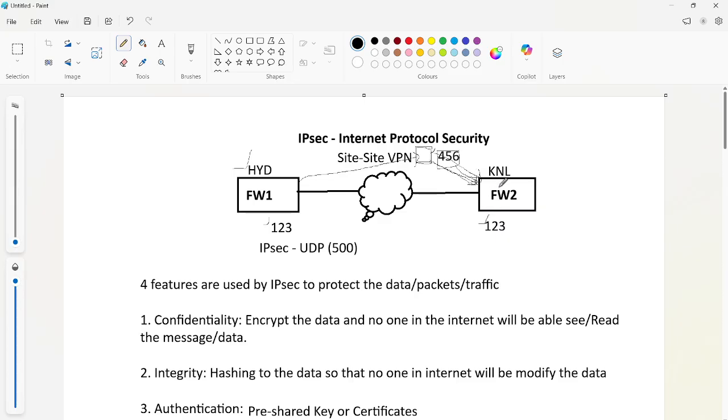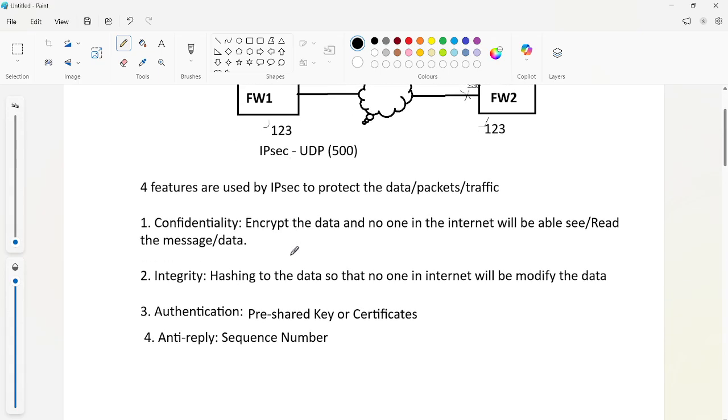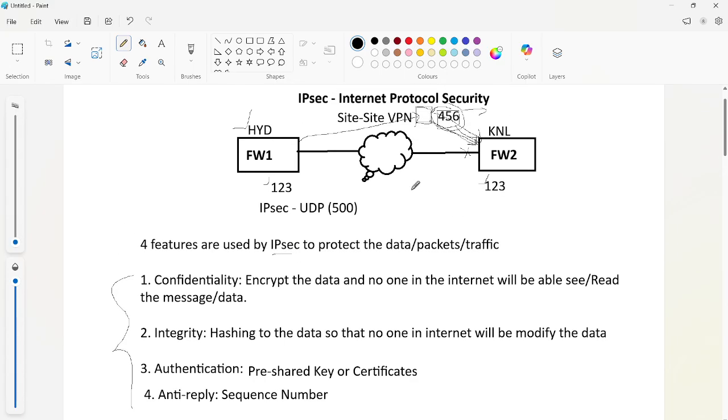So it will think that something has changed in between, that the message has been modified in between, and this firewall will not accept it. This packet will be considered a duplicate and will be dropped here, and firewall 2 will not accept it. So this is how anti-replay will work. And these are the four essential features that IPsec uses to protect the data and to forward the information between your sites in a secure manner.